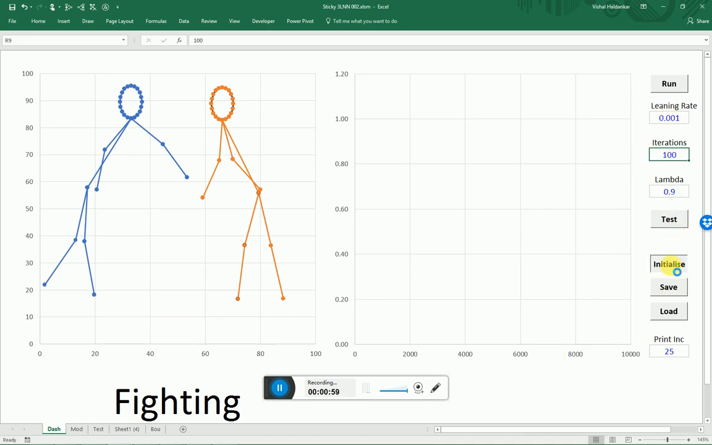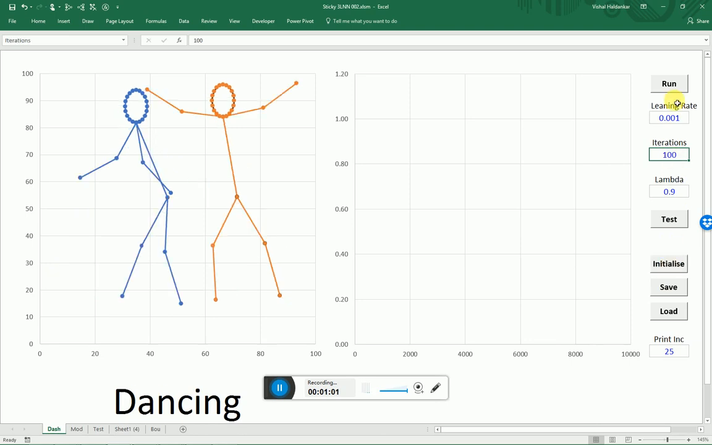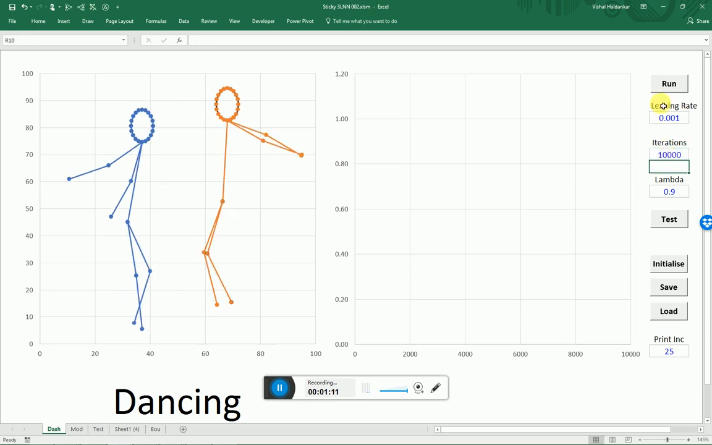But if I initialize it again, so it hasn't got a clue, and then I run, say, 5,000 iterations, or we could do 10,000 iterations, you would see, hopefully, a nice chart of the learning curve, and you would see it guessing. So at the moment, it hasn't got a clue. So the fact that it's saying dancing is really just luck.